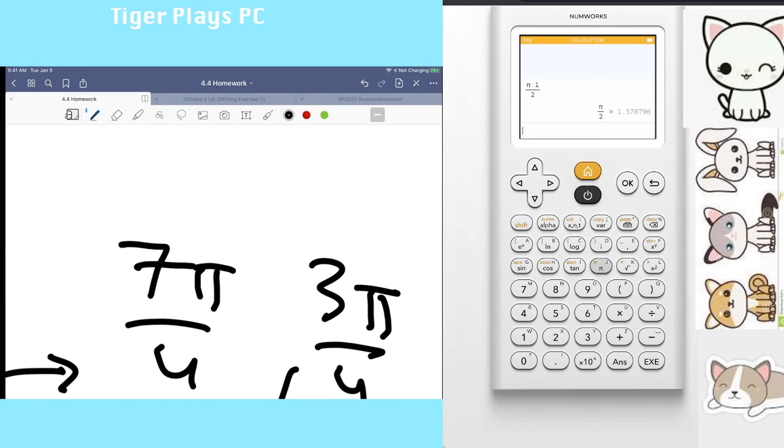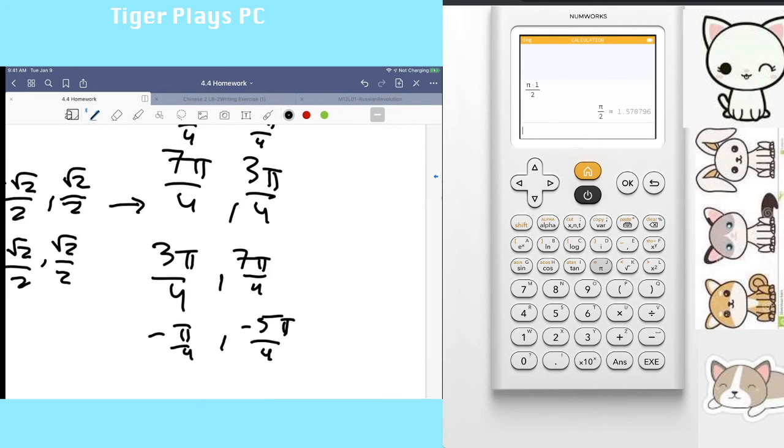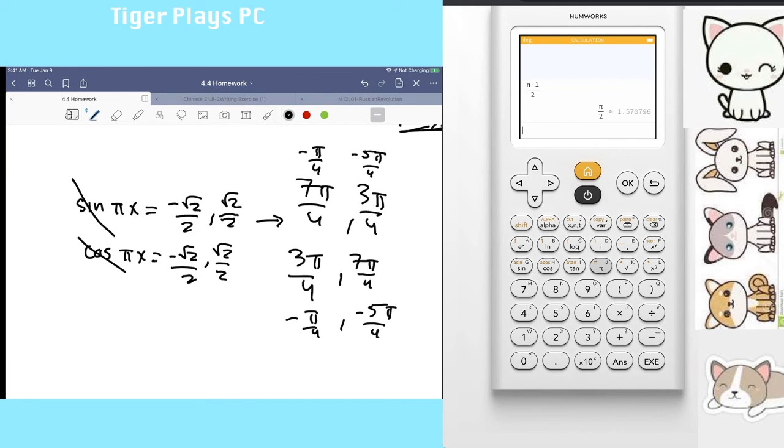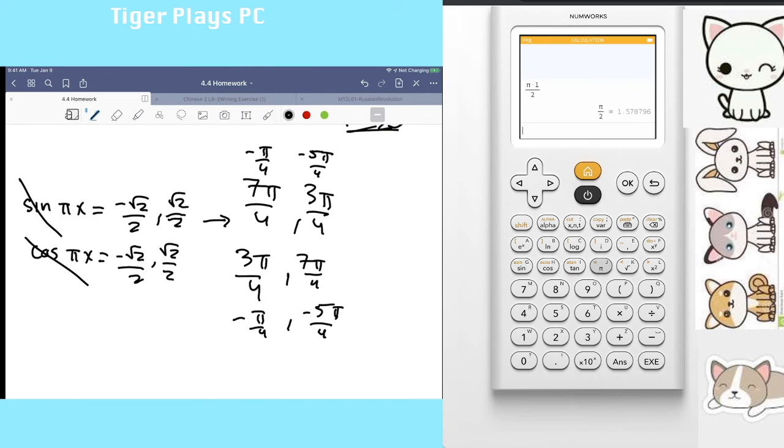Well, 7 pi over 4 is just negative pi over 4, and 3 pi over 4 is just negative 5 pi over 4. And we can see how these two are the same, so we can already just rewrite them on the bottom as well. Negative pi over 4 and negative 5 pi over 4. Awesome! So we have narrowed down to these 4 things. So let's take away the sine and cosine now that we solved for each one, and bring all these answers to the next page.